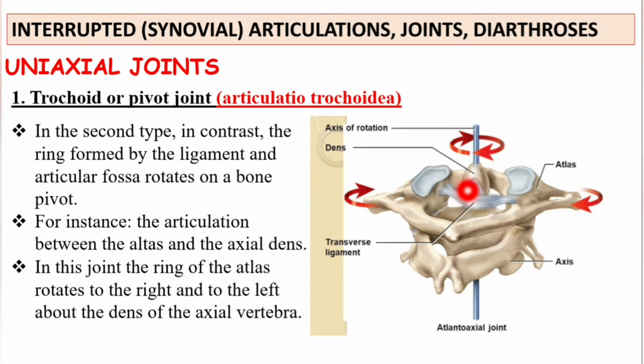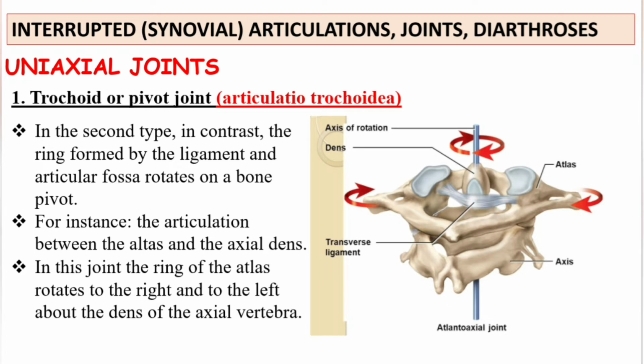I just want to make sure you understand this concept. In the first type, the bone pivot rotates within the articular fossa and a ring of ligament. But in this second type, the pivot is not rotating, it's fixed. What is rotating is the actual ligament and the articular fossa. They are rotating about this pivot.